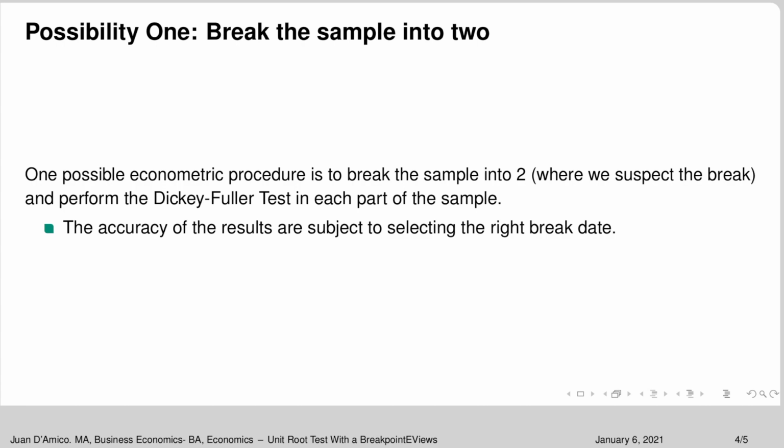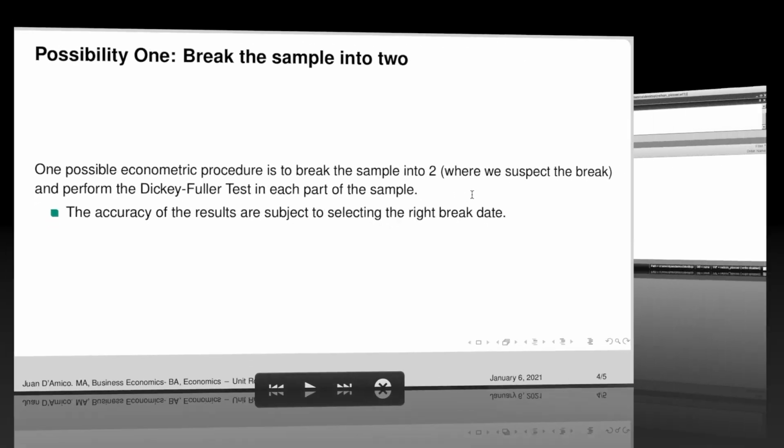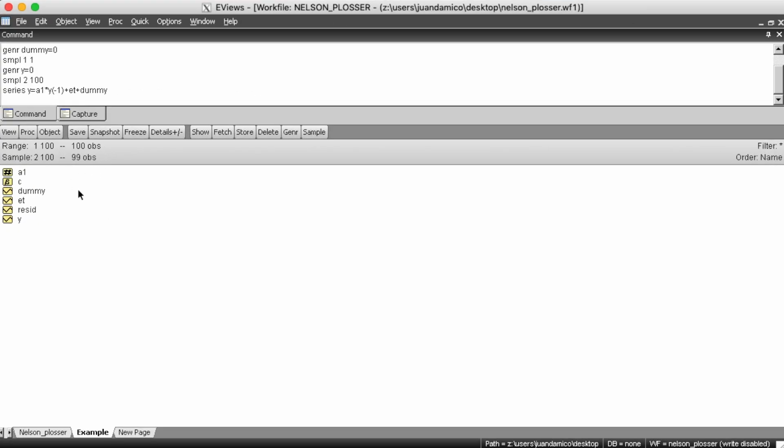So what are the possibilities when you see this? Well, one possible econometric procedure is to break the sample into two where we suspect the break. And then we would perform the Dickey-Fuller test in each part of the sample. One of the negative things about doing this is that the accuracy of the results is subject to selecting the right break date. To illustrate what I just said, we're going to break the sample into two.